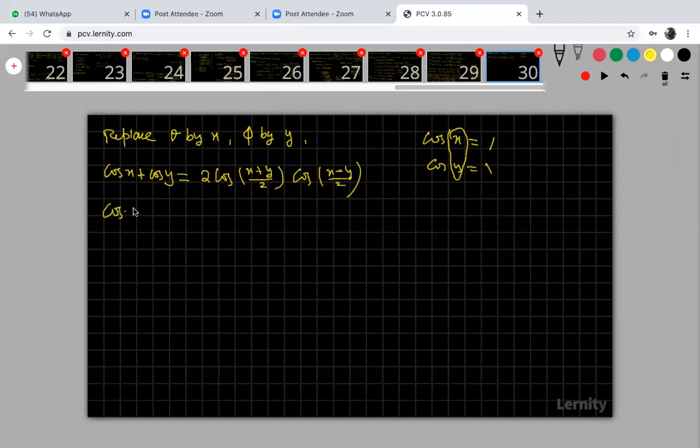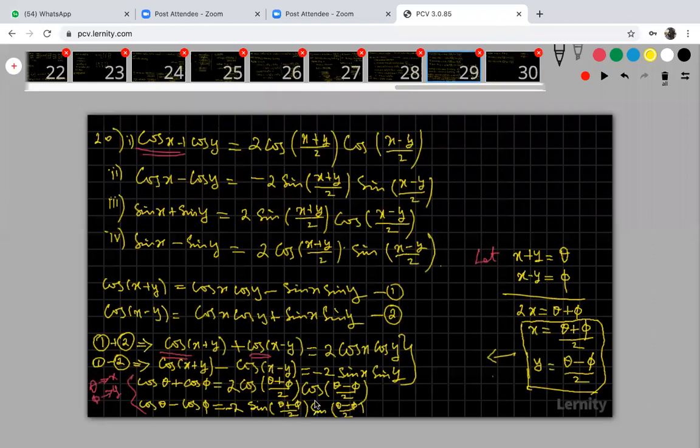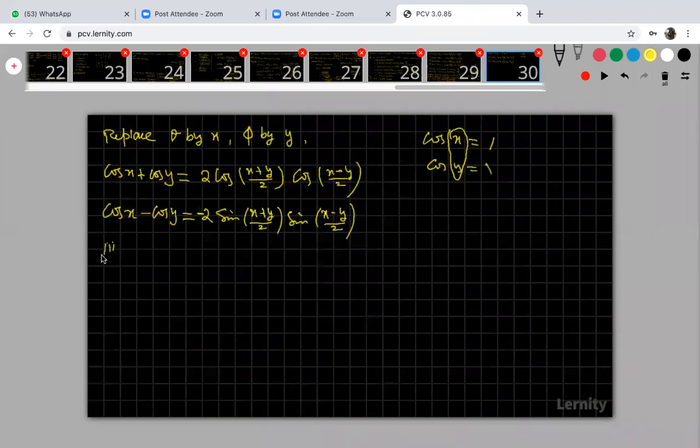And similarly the next one is cos x minus cos y equal to minus 2 times of sine of (x plus y) by 2, sine of (x minus y) by 2. Are you okay? Please try to understand this. Similarly, you have to prove the third and fourth. 3 and 4 are the homework for you. In the same manner, you try to prove the third and fourth.